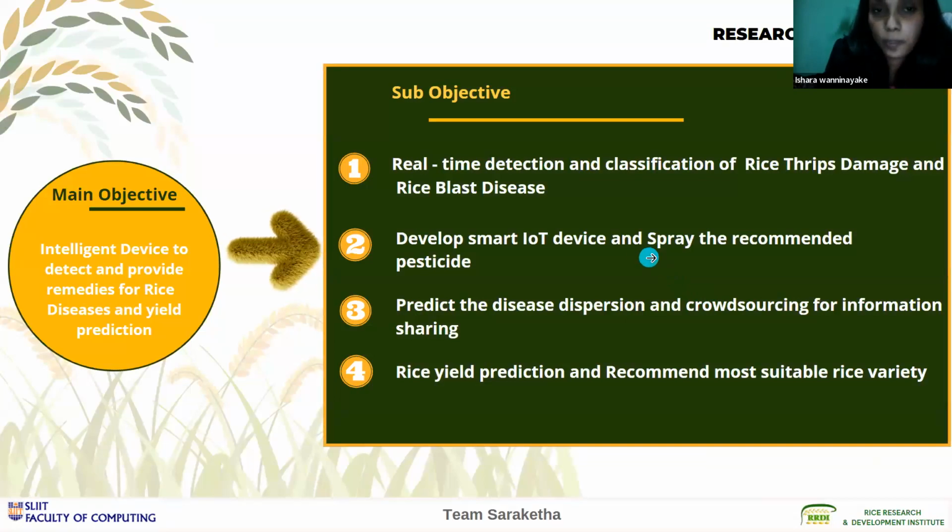To address those problems, we divided our solution into 4 main components. They are real-time detection and classification of rice thrips damage and rice blast disease, developing a smart IoT device to spray the recommended pesticides, predicting the disease dispersion with crowdsourcing for information sharing, and rice yield prediction and recommending the most suitable rice variety according to the agricultural area. By fulfilling our sub-objectives, we are able to achieve our main objective: an intelligent device to detect and provide remedies for rice disease, and yield prediction.